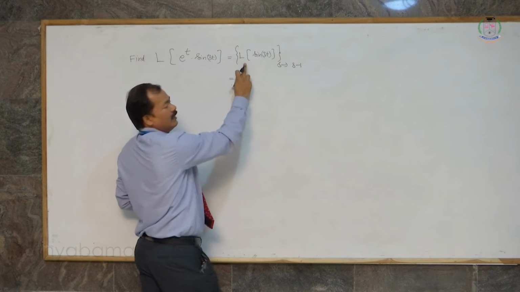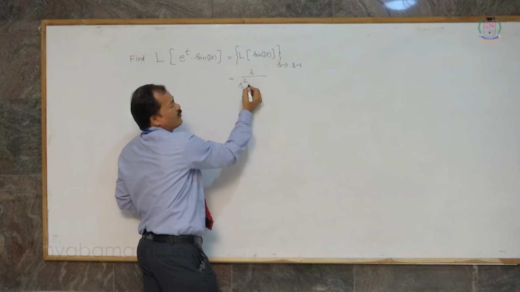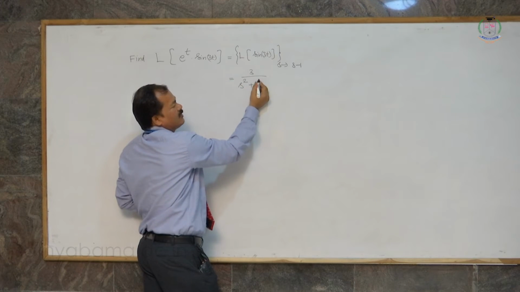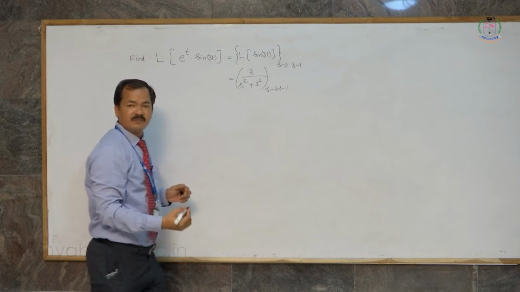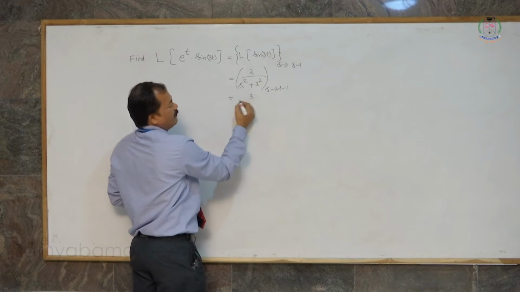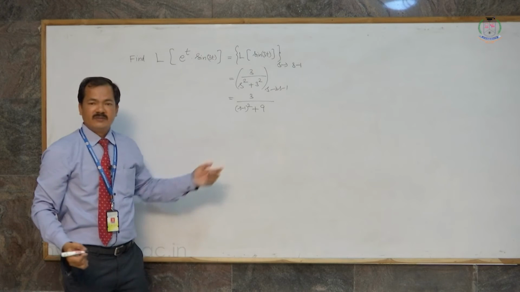So, that is equal to the Laplace transform of sin 3t, which is 3 upon s square plus 3 square, replacing s by s minus 1. So, that is equivalent to 3 upon s minus 1 the whole square plus 3 square, it is 9. This is the answer.